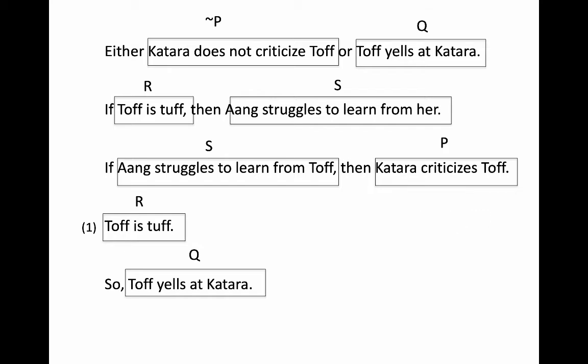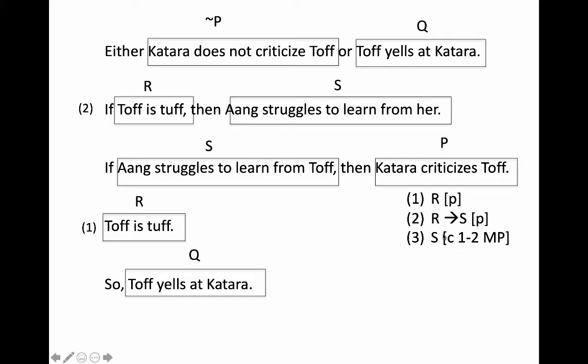So now to represent the reasoning, I'm just going to stick numbers along. I'm going to start with Toph is tough. Remember, you can start wherever you want. I like to start with simple things. Toph is tough is simple, so I'm going to call that number 1, R, premise. Then I'm going to go up here and call this one, if Toph is tough, then Aang struggles to learn from her, number 2. So that's going to be if R, then S. Now I'm going to draw a conclusion. This is my first intermediate conclusion. Why? Because I know R, and I know R gives me S, so I'm going to start by concluding S.